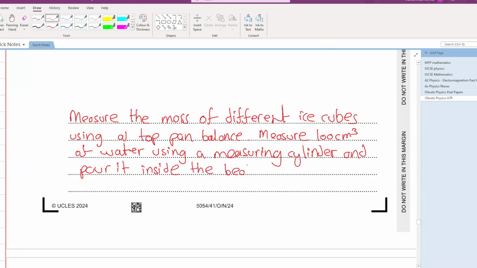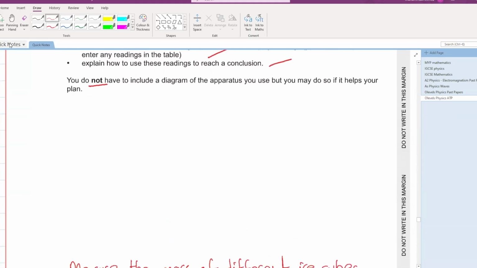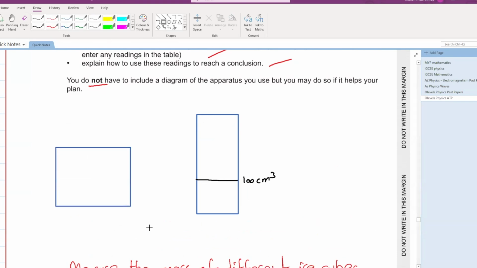Perfect. So basically, what am I doing here? I am taking a measuring cylinder. Let's say this is a measuring cylinder. I am measuring water up to 100 cm cube, and then I am pouring that water into the beaker.